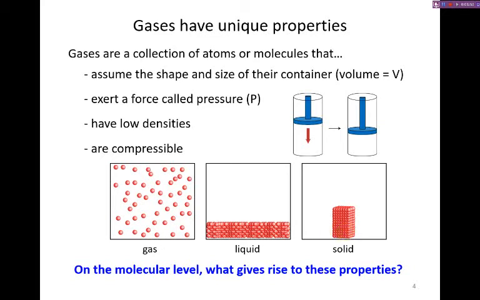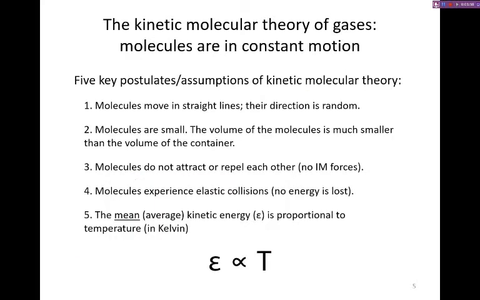And so we want to discuss what's going on at the molecular level that gives rise to these different properties. To answer this, we need to take a look at the kinetic molecular theory of gases. This describes how gas particles are in constant motion. And not only that, but there are other specific assumptions that we make about ideal gases. First is that they're moving in straight lines. They don't curve around, and their direction is random. They're moving in all different directions.